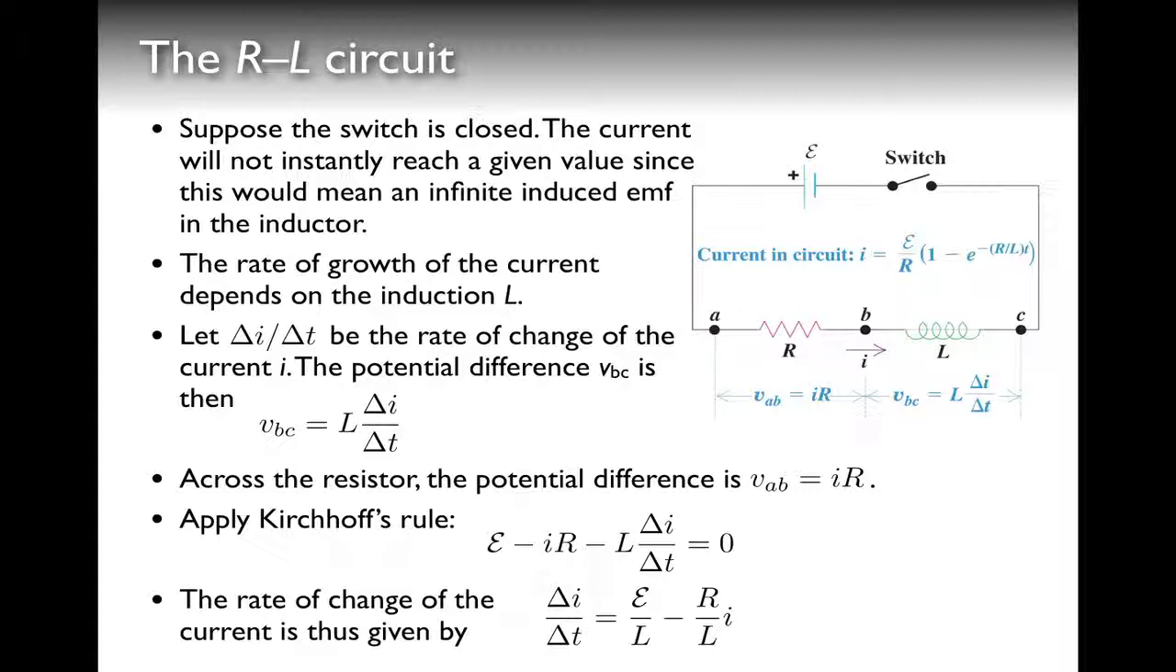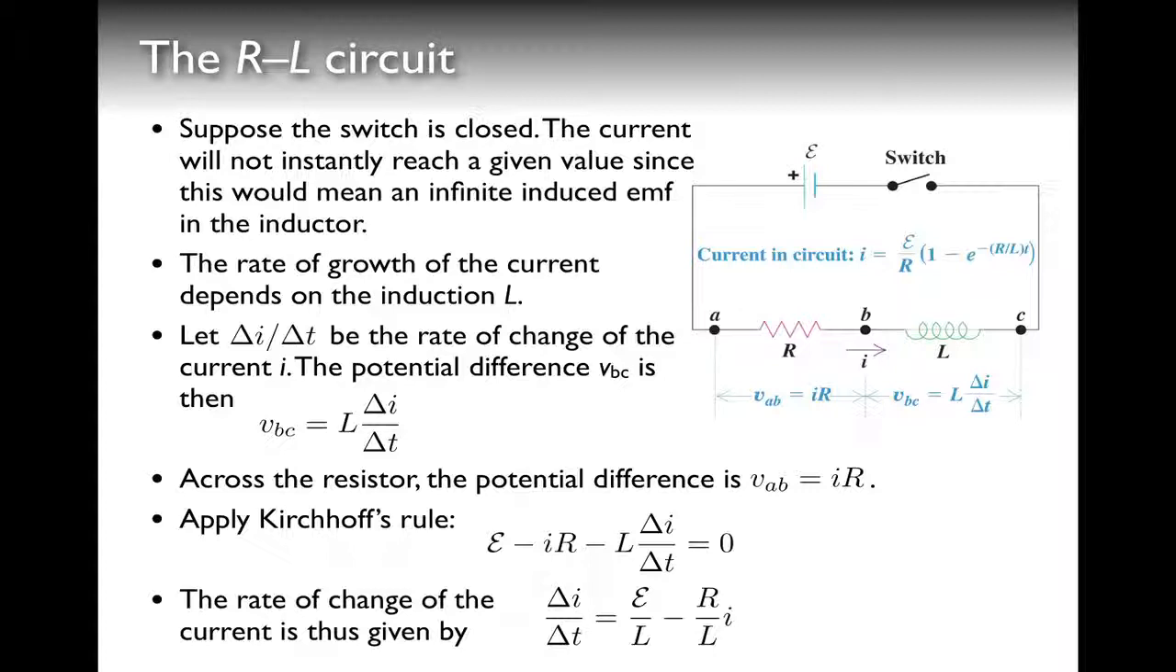Now, suppose the switch is closed. The current will not instantly reach a given value because this would mean an infinite induced EMF in the inductor. So actually, if the current would go immediately to its max value, the dI dt would be infinite, meaning that the potential in the inductor would be infinite, and we know this is not the case. So the rate of growth of the current depends on the inductance L. Now let's just say the dI dt is the rate of change of the current I. As I just said before, the potential difference across the inductor is going to be L dI dt. And across the resistor, the potential difference is going to be I times R.